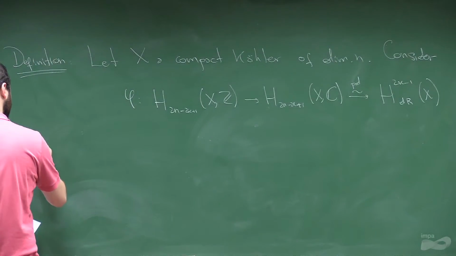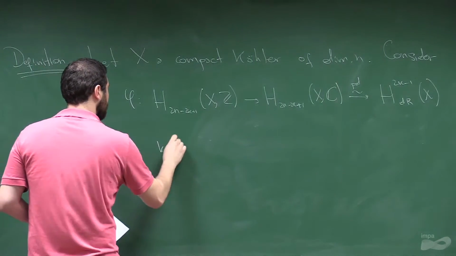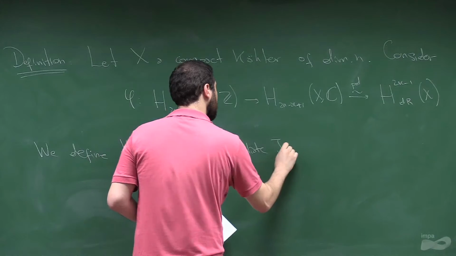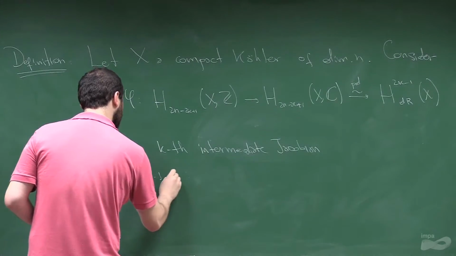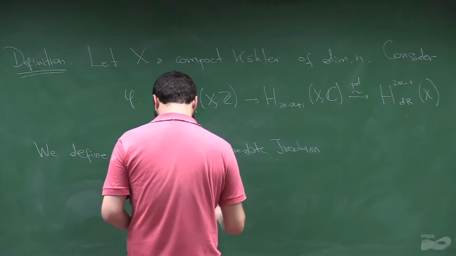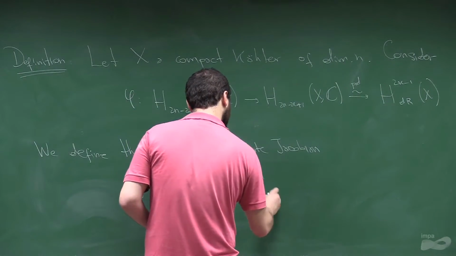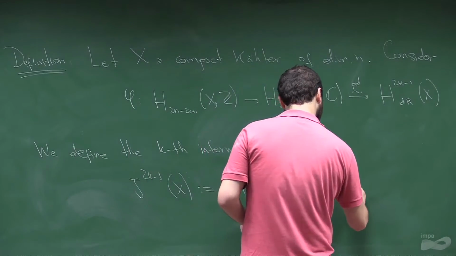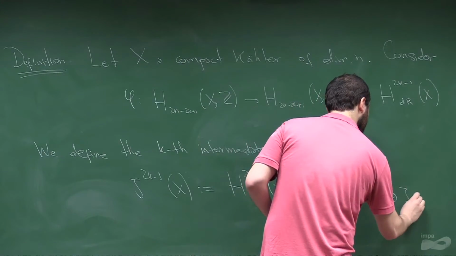Then we define the kth intermediate Jacobian J^{2k-1} of X to be the following quotient: the 2k-1 de Rham cohomology group, mod the filtration up to level k plus the image of phi.